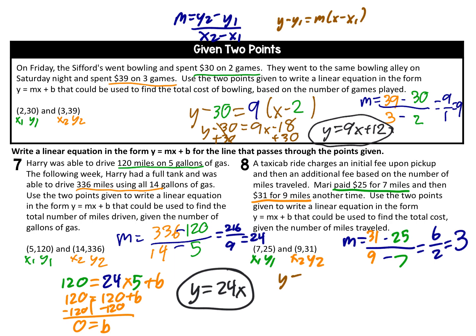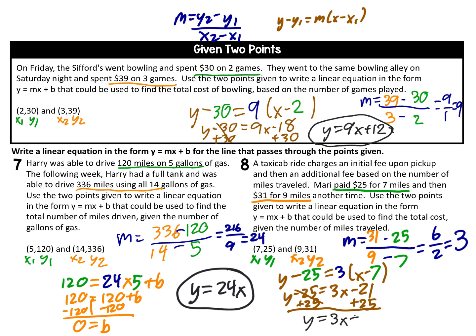Now that we've got our slope of 3 and we've got a point, we go ahead and plug that into the point-slope formula. That will give us y minus 25 equals 3 times the quantity x minus 7. Distribute the 3 since we don't want parentheses, and we get 3x minus 21. To get y by itself, we move the 25 to the other side, so plus 25. That gives us y equals 3x plus 4.